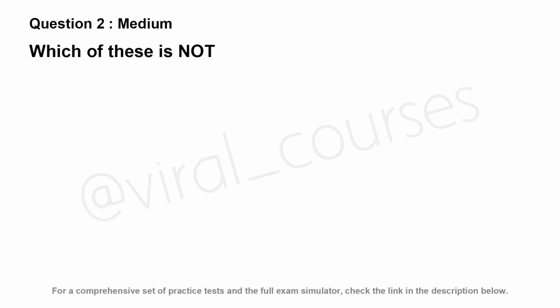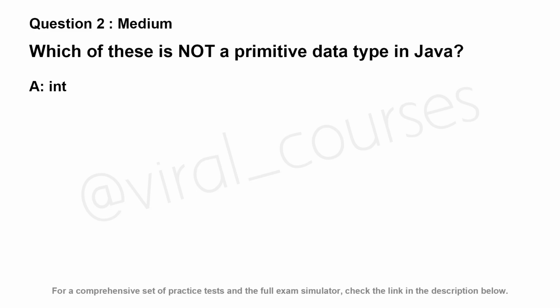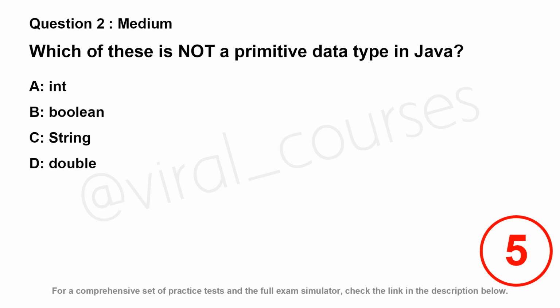Which of these is not a primitive data type in Java? Option A, int. Option B, boolean. Option C, String. Option D, double.